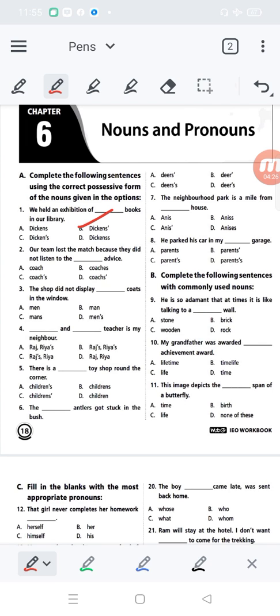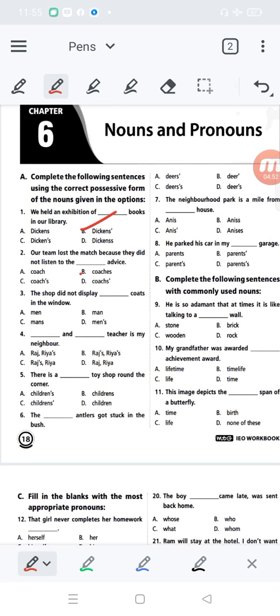Next we have: our team lost the match because they did not listen to the dash advice. The options are coaches, coach apostrophe, coach apostrophe s. The B number option is again correct here, reflecting the ownership. Next question.